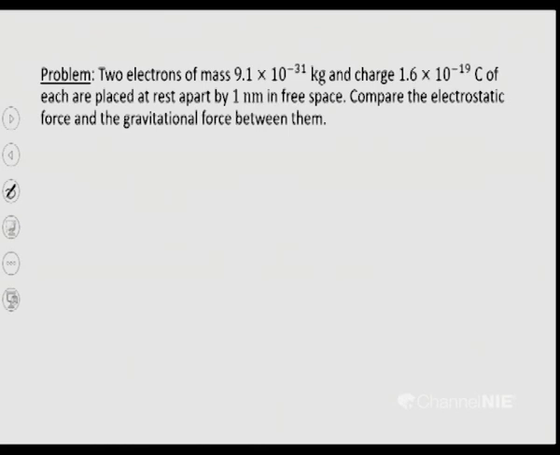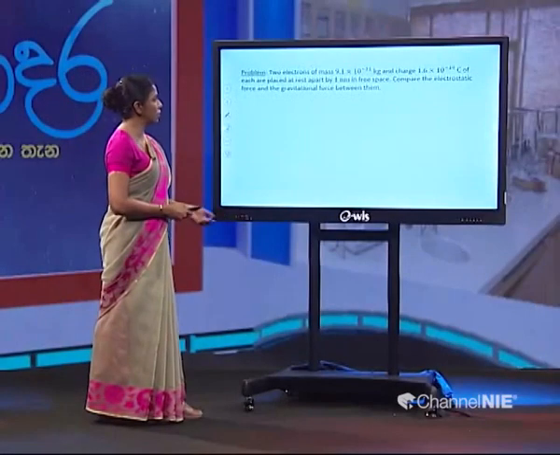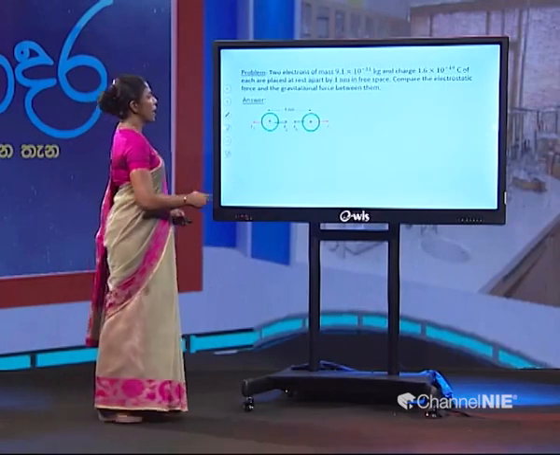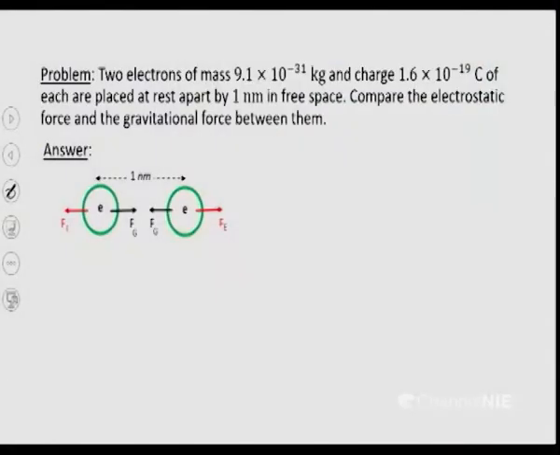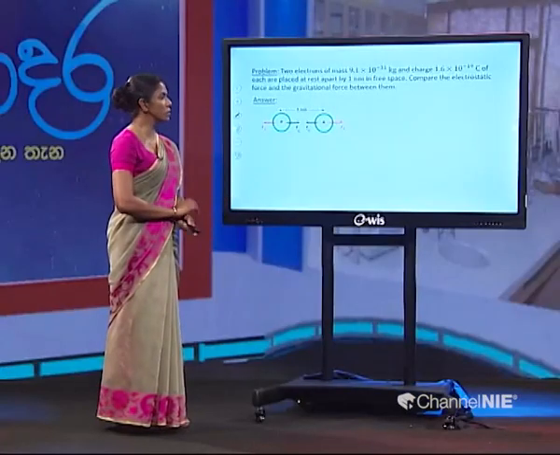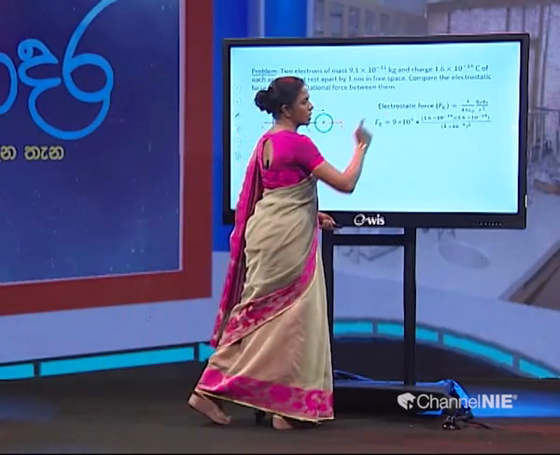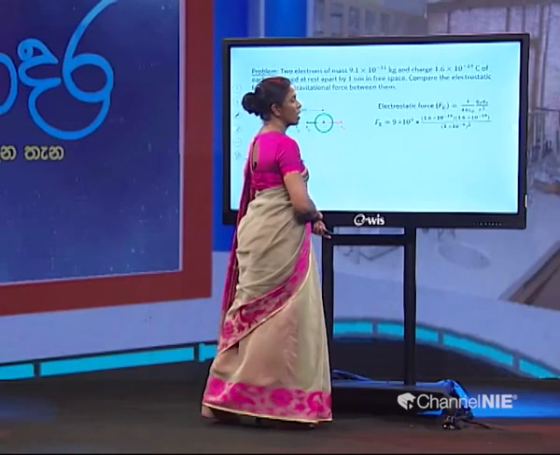Compare the electrostatic force and the gravitational force between them. That is a part that you have already learned. So, let me draw the diagram for you. What we have are two electrons. Because of the masses of the two electrons, they experience a mutual attractive force explained by Newton's universal law of gravitation. Let us use Coulomb's mathematical expression given by 1 upon 4 pi epsilon Q1 Q2 upon R squared.